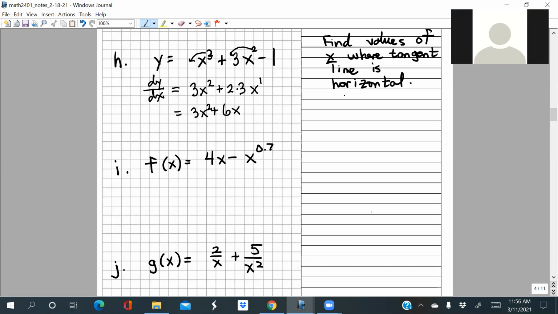0. So that's the clue. What we're looking for is where the rate of change is 0. But how can you find where the rate of change is 0? By setting what equal to 0? The derivative. You set the derivative to 0.